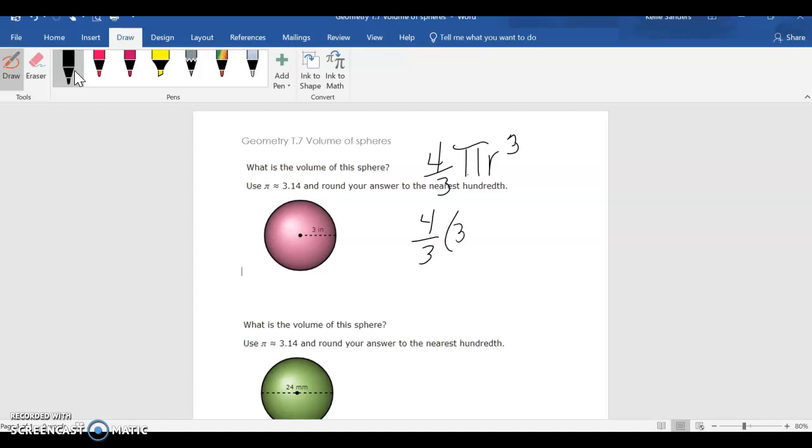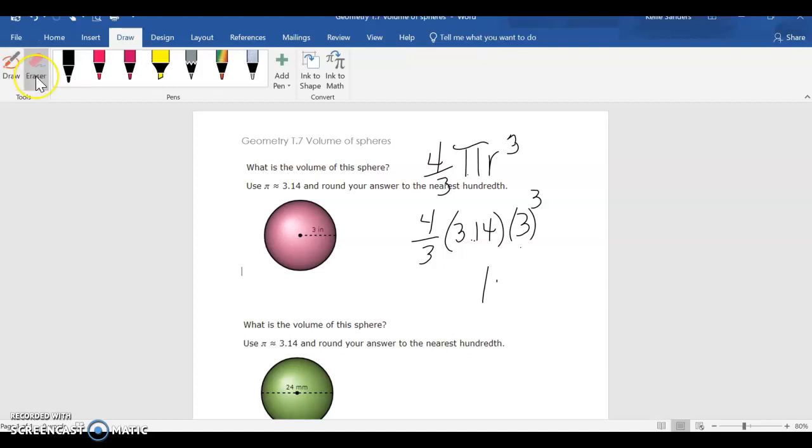4/3 times 3.14, and your radius is going to be cubed. Now for my calculator, you can just do 4/3, parentheses 3.14, and then 3 cubed.